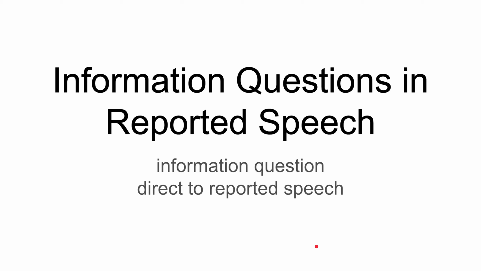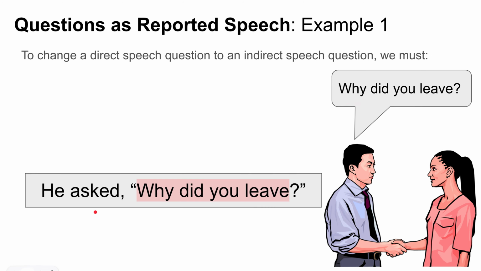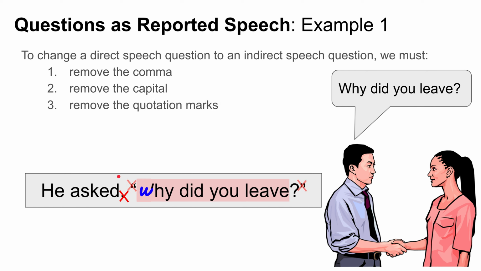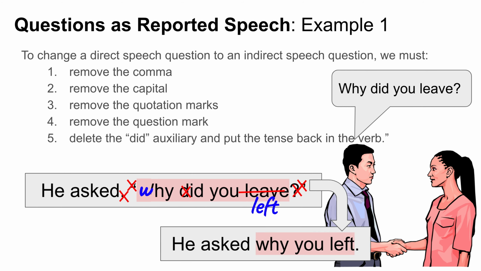Okay, let's look at some ways that we're going to change information questions from direct to reported speech. So here we go. To change a direct speech question to an indirect speech question, we must. Okay, well, let's look at what's being reported. Why did you leave? So, as a direct quote, he asked, why did you leave? First of all, we need to remove the comma, remove the capital, remove the quotation marks, remove the question mark, delete the did auxiliary, and put the tense back into the verb. Okay, so no did and no leave, but left. And there we have it. This is reported speech. He asked why you left.